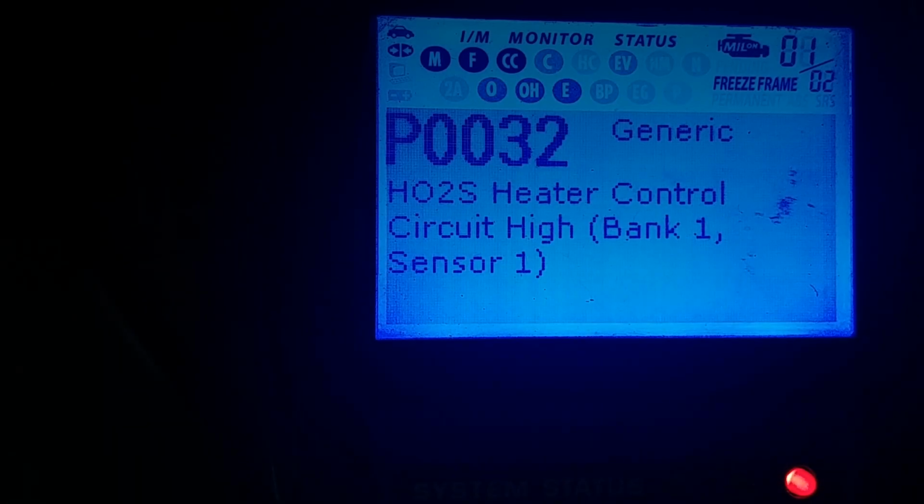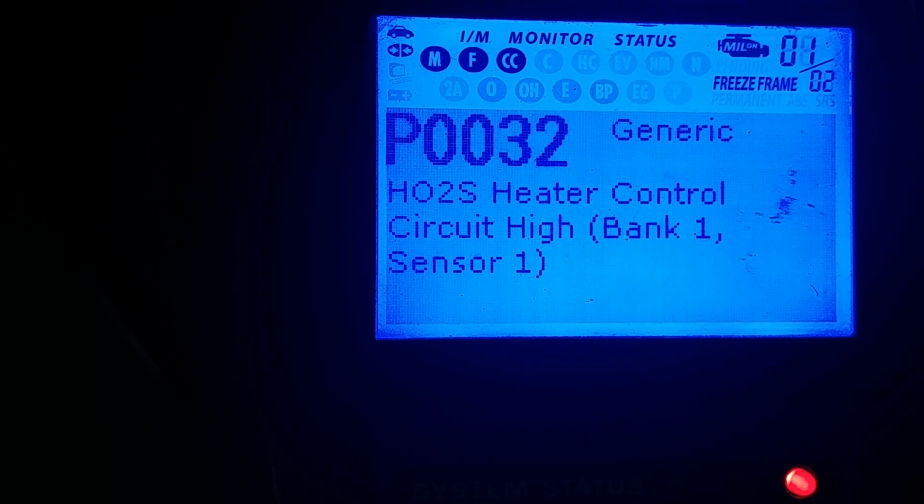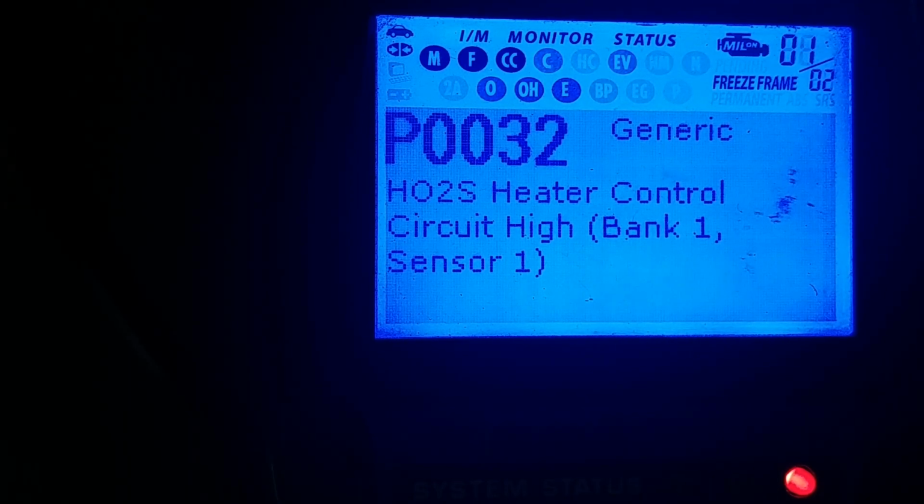Good morning, everyone. Today we have that issue with a malfunctioning P0032 trouble code. What it actually means is that the resistance of the heater circuit is higher than normal. It's out of range, probably higher than 10 amps, and that triggers the trouble code, which appears on your dash, and you see the MIL light. We're going to break it down and see why it came on and diagnose it.